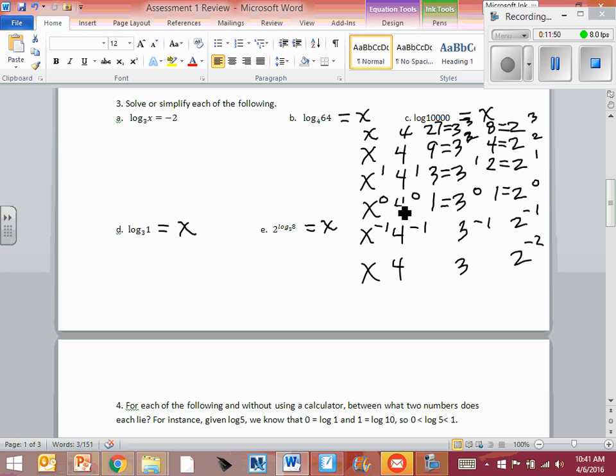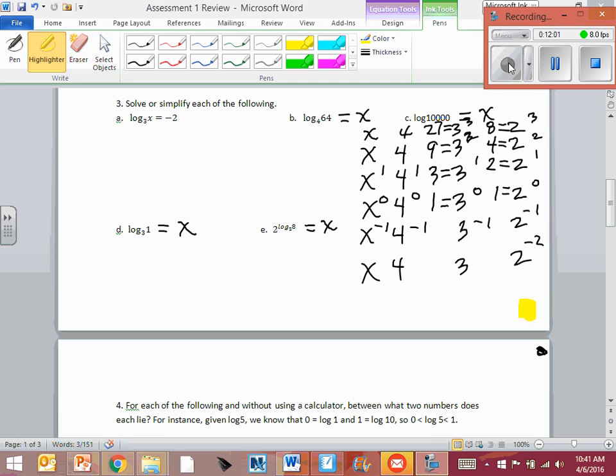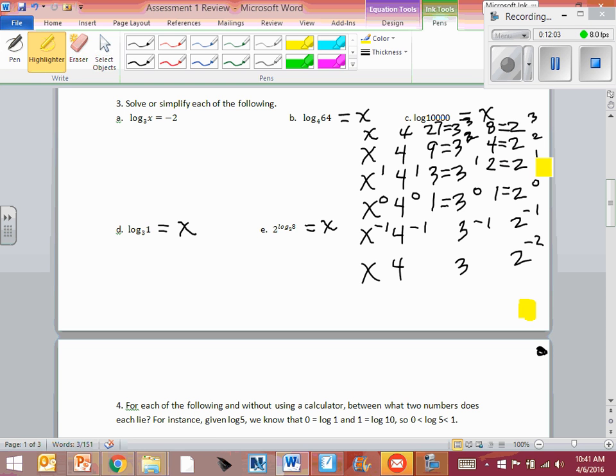Those who follow patterns, I wish I could highlight it for you. Do I have a highlighter? Pens? Nothing?